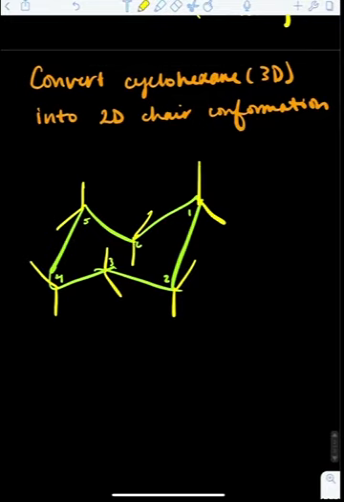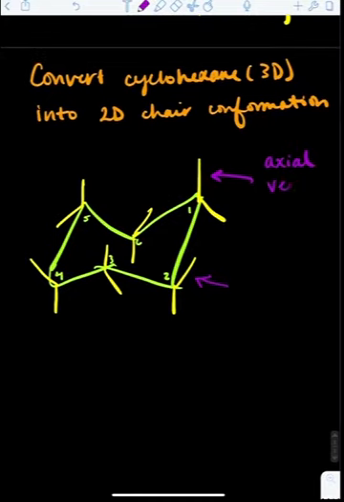So something to notice, on carbon number 1, the up position, which is this one, is going straight up. But on carbon number 2, the up position, which is that one, is slanted. So when they're straight up, that is called axial. That's the axial position. So that is just vertical.